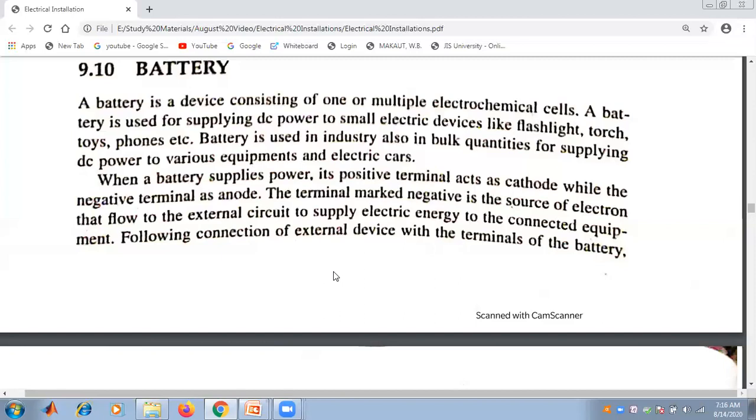When a battery supplies power, its positive terminal acts as cathode, while the negative terminal acts as anode. The terminal that is marked negative is the source of electrons that flow to the external circuit to supply electric energy to the connected equipment.